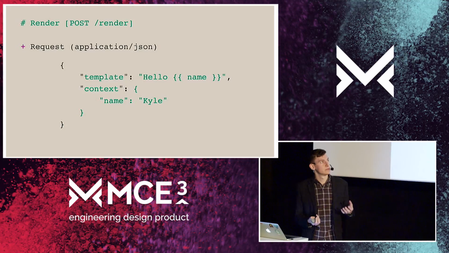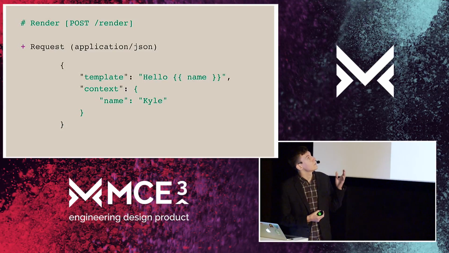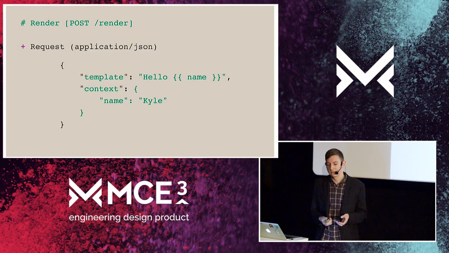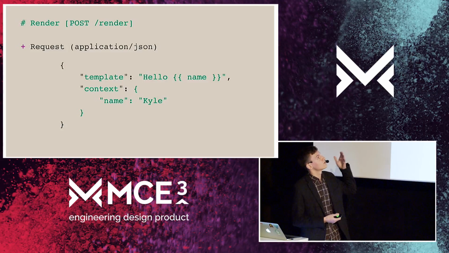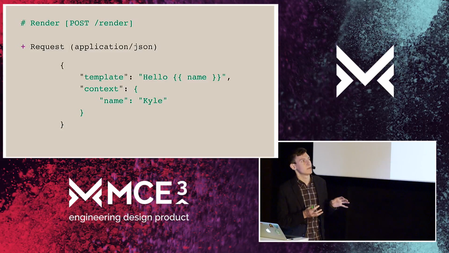On this slide, I've described an API action in my API I want to build called render. It uses the HTTP method POST, you can see at the top, and the path /render. What it does is it expects a request that passes application/JSON with a payload similar to this. This is an example.